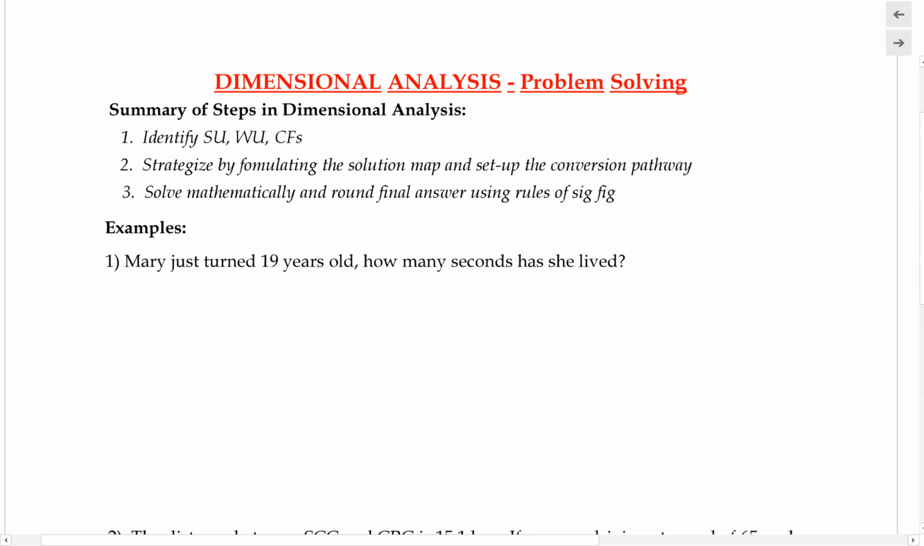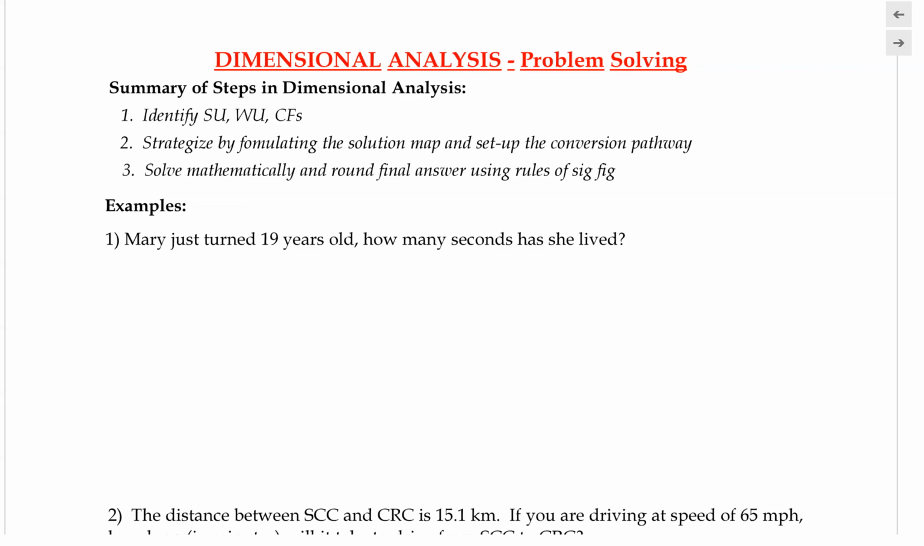And finally, let's now apply all of this and solve problems. So, a summary of the steps in dimensional analysis and now solving problems. Let's summarize what we have discussed so far. So here are the steps in solving problems using dimensional analysis. First, identify our starting unit, the wanted unit, and the conversion factor. The second step, strategize by formulating the solution map and setting up the conversion pathway. And then the third step, solve mathematically and round the final answer using the rules of significant figures.